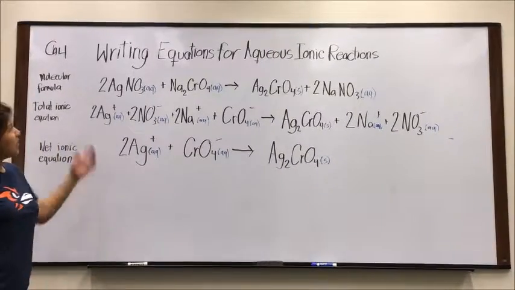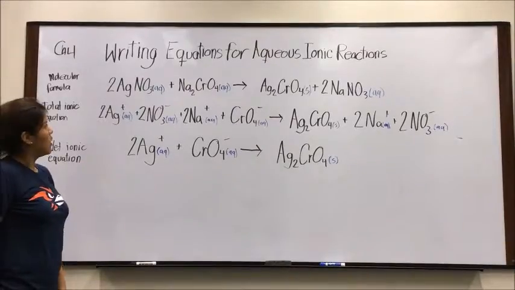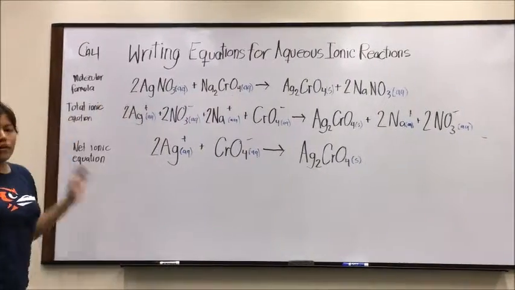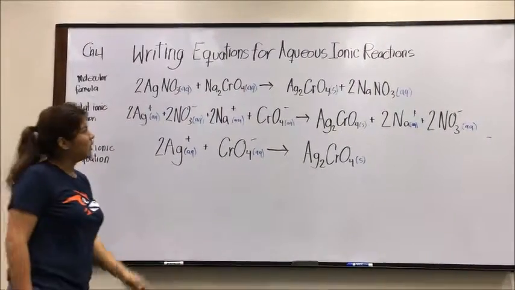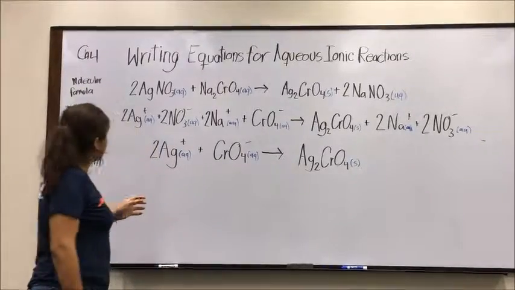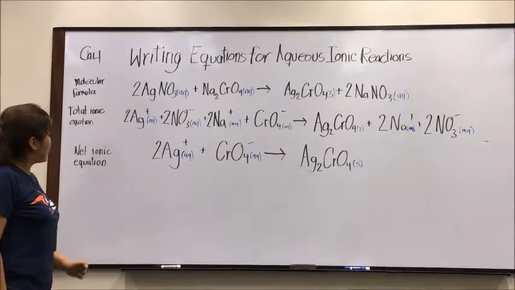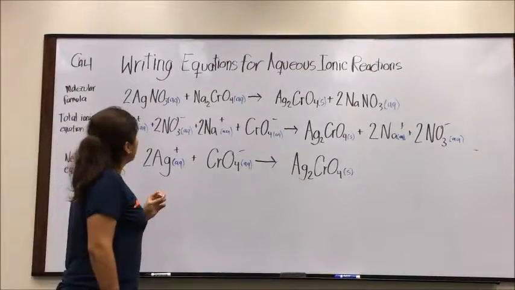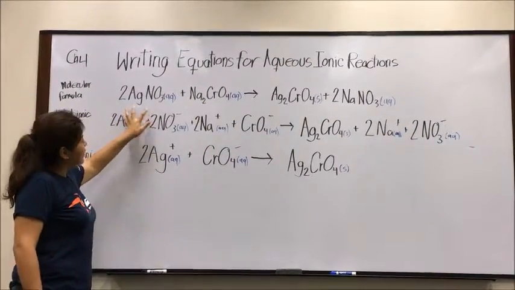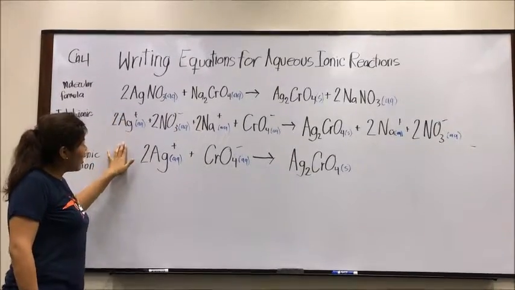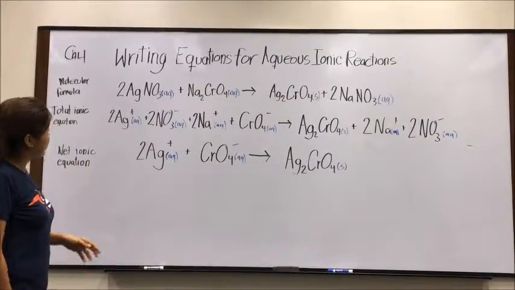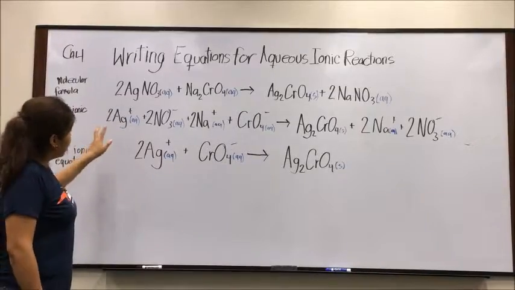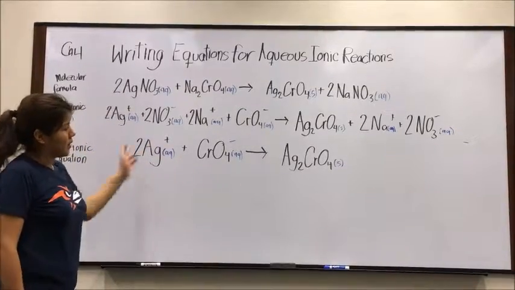In chapter 4, we see how to write aqueous ionic equations. First, we have to have our molecular formula, which includes all of the reactants and products. And to start writing our net ionic equation, we have to first write a total ionic equation, in which we divide each element, each ion, and we write all of them out. And in this one we have the cations and anions separate from each other.